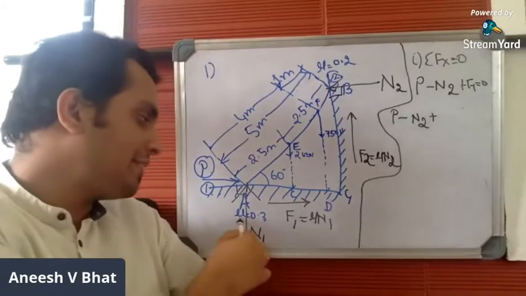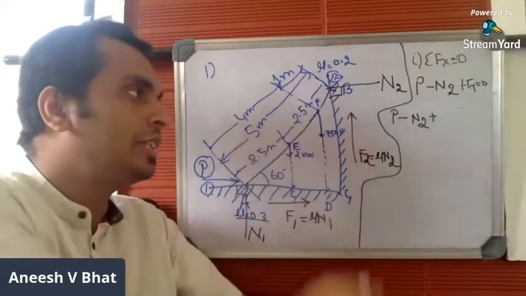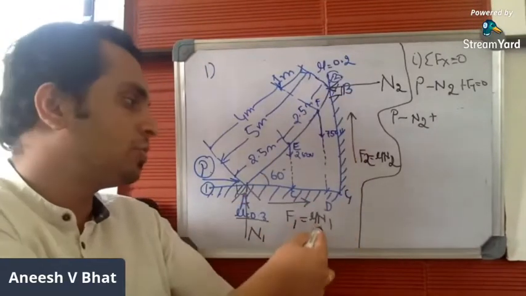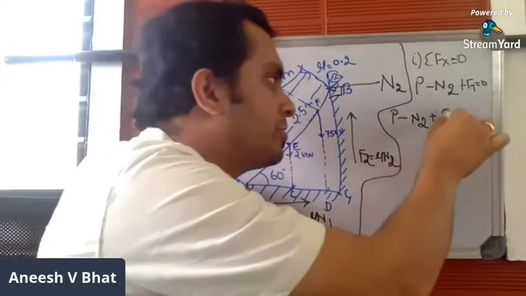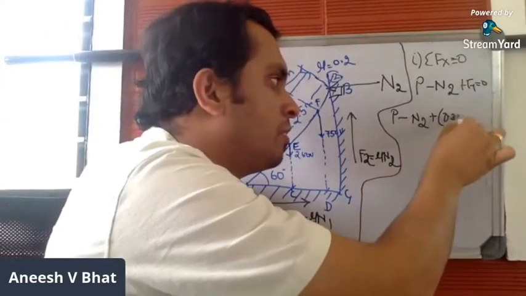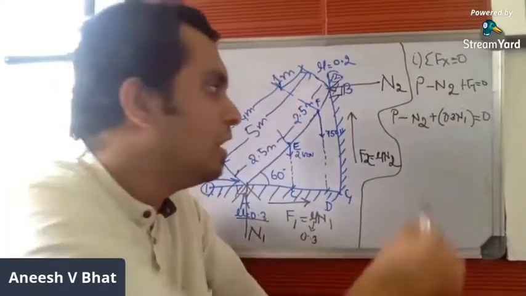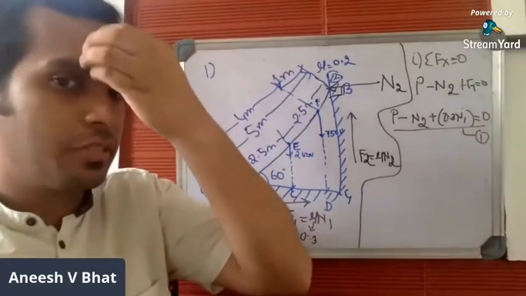Mu is 0.3 as far as the floor is concerned, and 0.2 as far as the vertical surface is concerned. F1, which is mu into N1, is offered by the floor, so mu will be 0.3 here. Let me straight away write it as P minus N2 plus 0.3 into N1 is equal to 0. Let me consider this as equation number 1. You cannot solve this further.